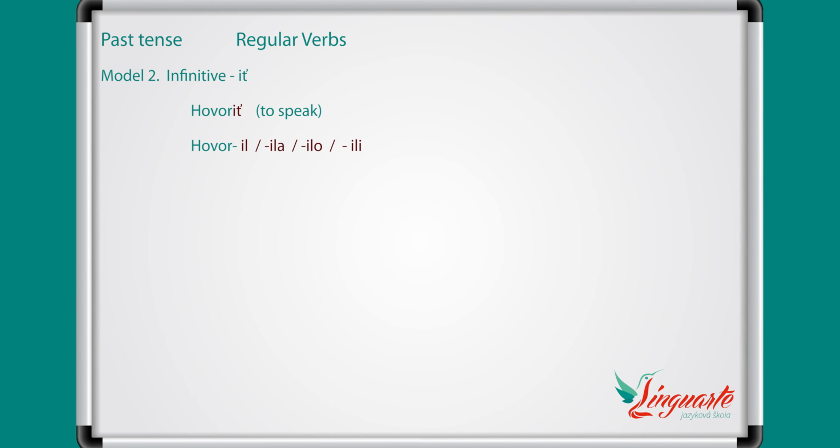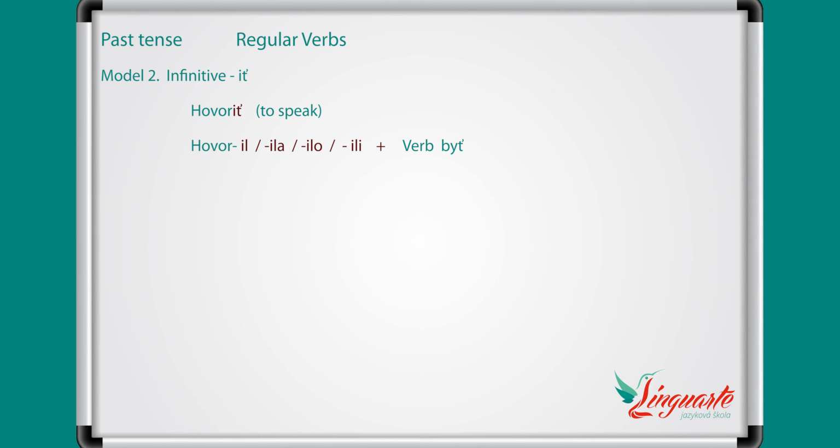The second type of verbs in past tense is the one ending with the infinitive iť, for instance hovoriť. After eliminating the ending iť, in this case hovoriť, we add the ending il for masculine or ila for feminine in the singular form, ilo for neuter gender and ili for the plural forms. Just like in the first group, we add the forms of present tense of the verb byť, to be, except for the third person.